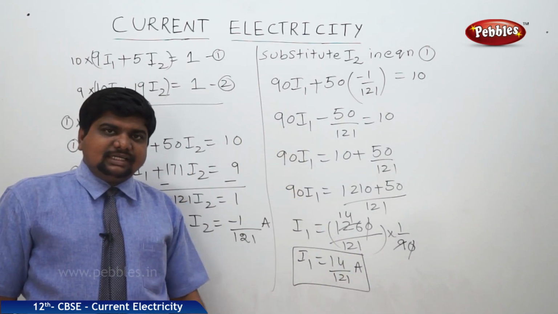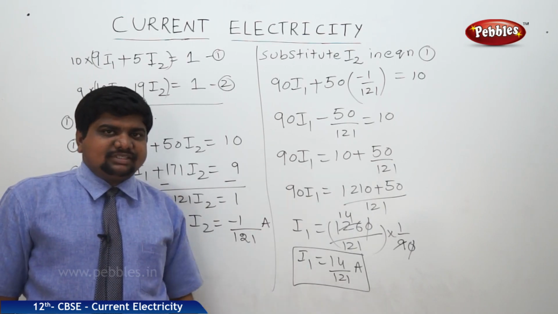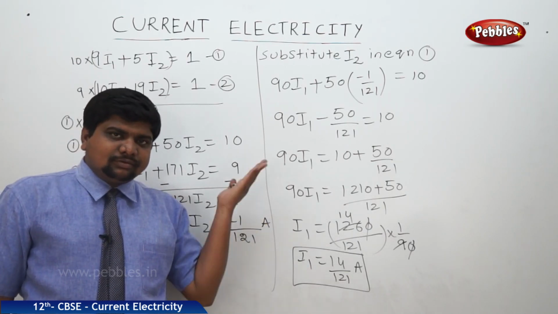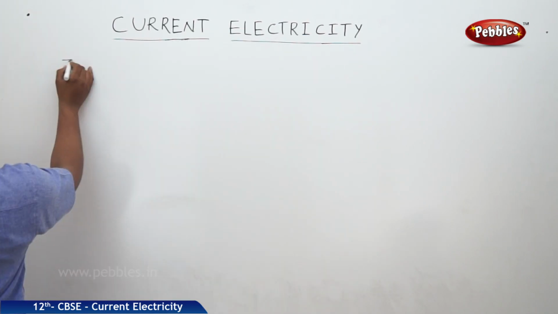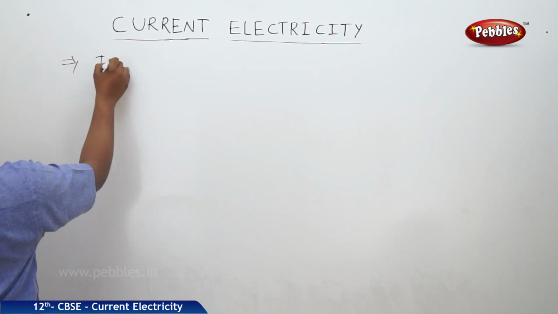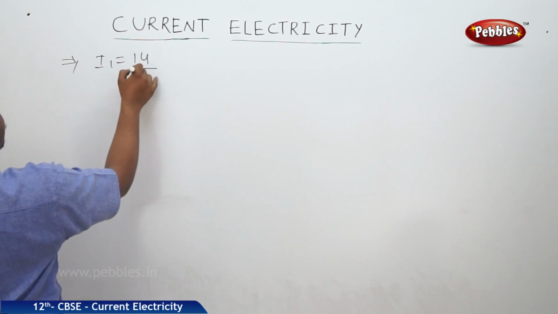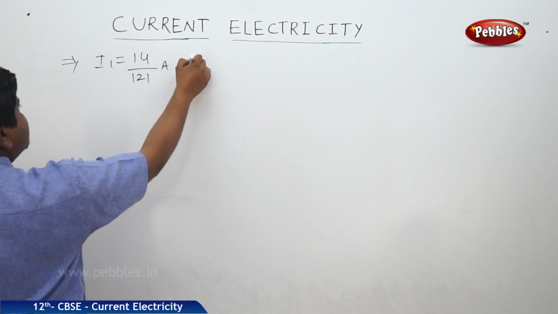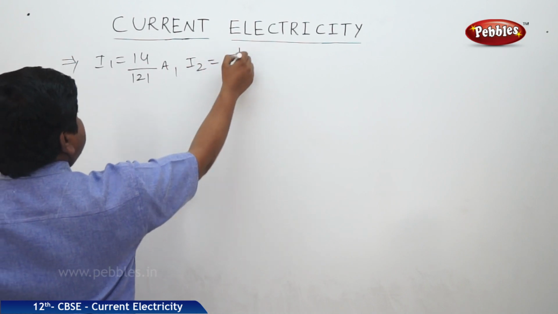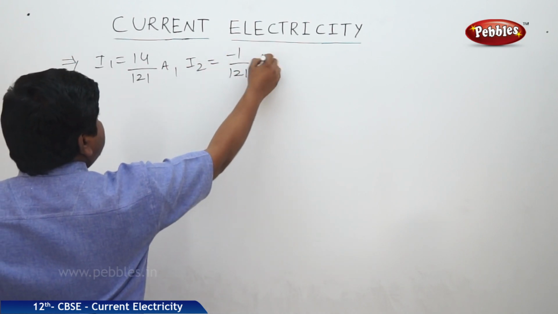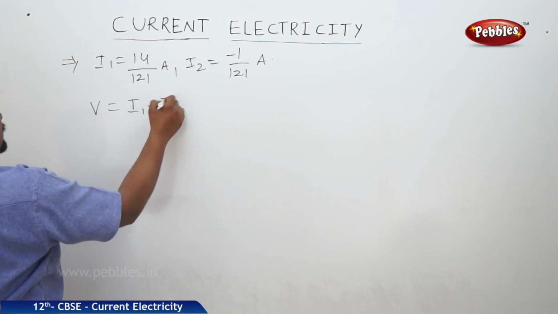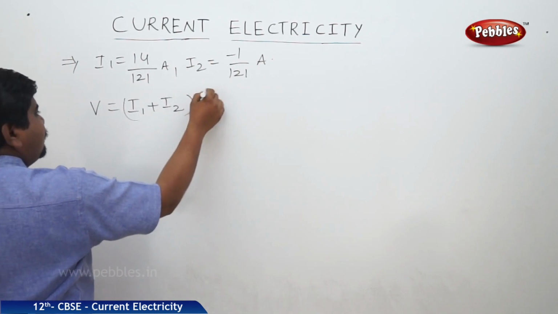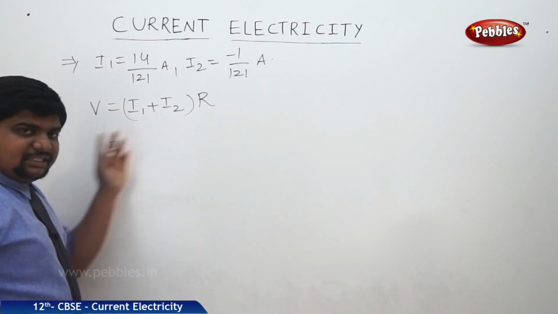When these two are connected in this combination where I is equal to I1 plus I2, therefore potential is equal to I into R. Now we are going to find out the potential. Therefore, I1 is equal to 14 by 121 amperes. I2 is equal to minus 1 by 121 amperes. V is equal to I1 plus I2 into R. Because V is equal to IR.